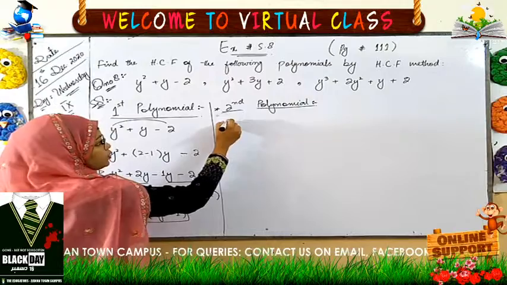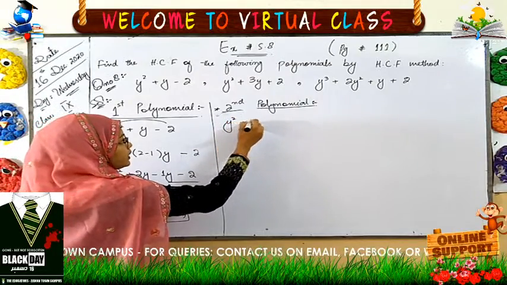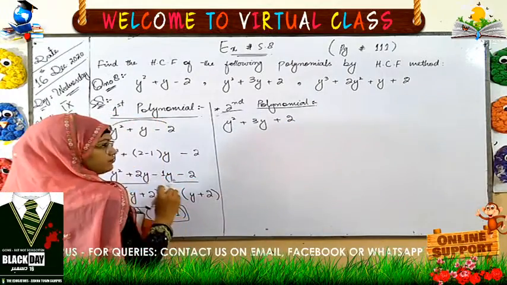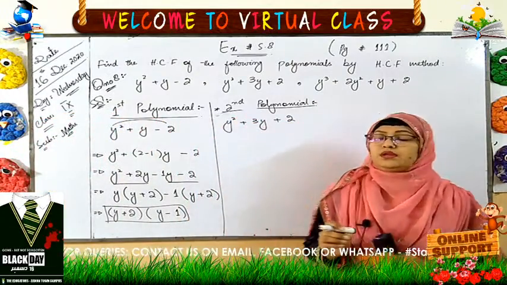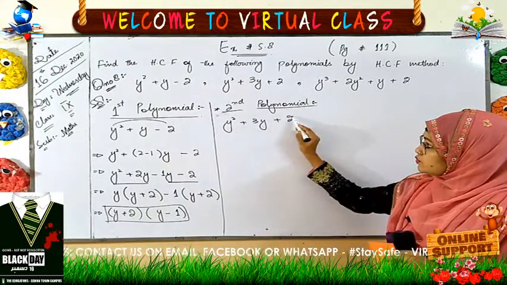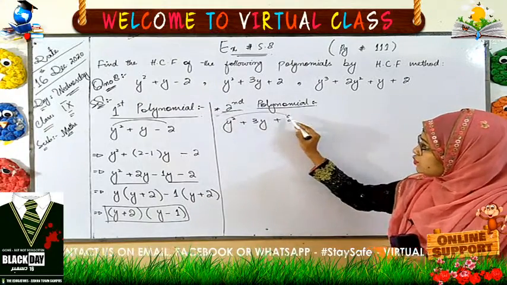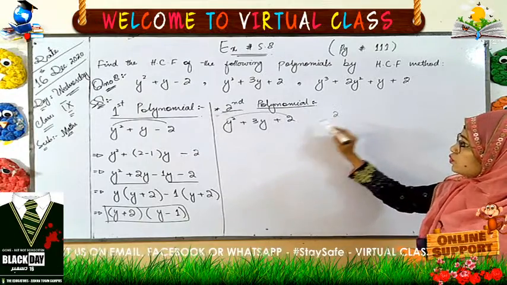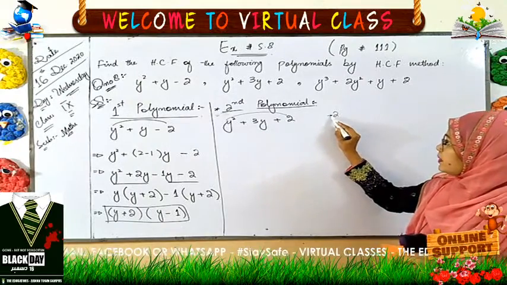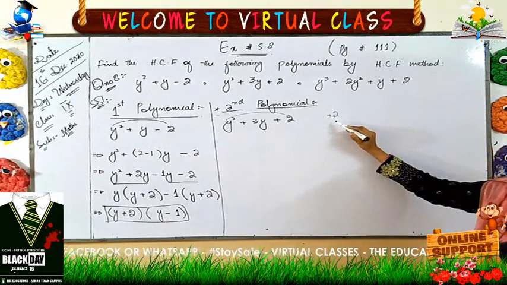What is the second polynomial? It is y square plus 3y plus 2. Same as we have done for the first polynomial, same as we will do for the second. We have 2 ones are 2. By multiplying the first and last value, what are we getting? 2. 2 ones are 2. And the signs are plus plus plus. Here we are having plus 2.